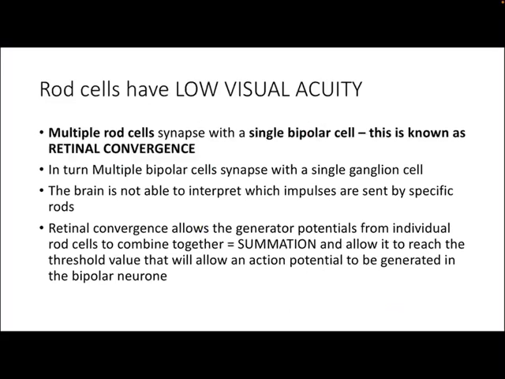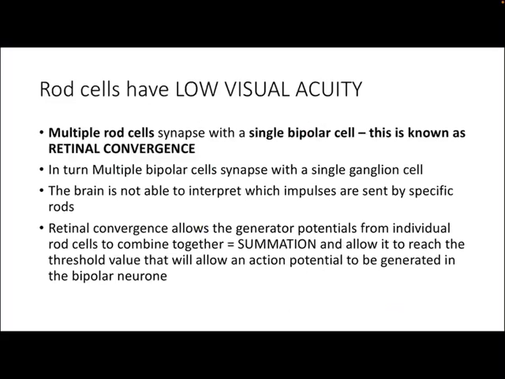So we say that rod cells have low visual acuity. This means that multiple rod cells will synapse with a single bipolar cell, and this is known as retinal convergence. In turn, those multiple bipolar cells synapse with a single ganglion cell, so the brain is not able to interpret which impulses are sent by which specific rod cells.